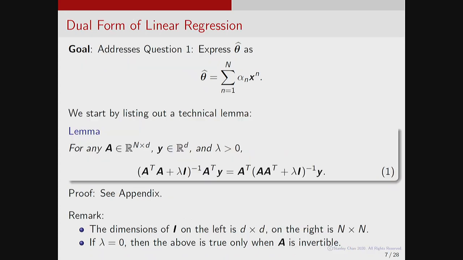So question one says, I want to show that this theta hat can be expressed as a linear combination of my input data points. Okay, and now how do I do that? You need some linear algebra. It's not a lot of steps, just some steps. It's given in this technical lemma. Now let's look at this technical lemma for a moment, and then let's see if we want to go into some details later on. Okay, so in this lemma, there is an equation. There's a left-hand side, there's a right-hand side.